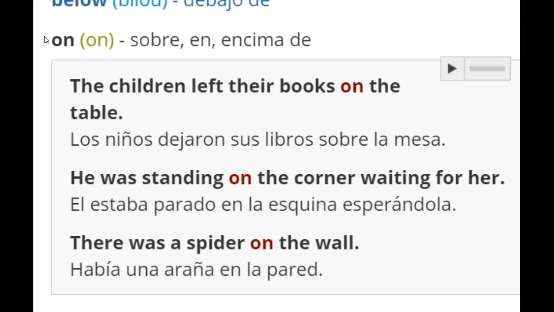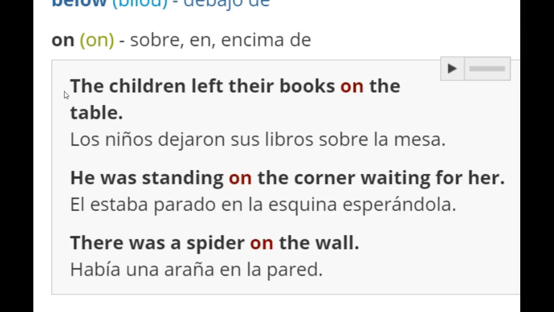Now you can think of on as referring to a surface of some type, like a table, a wall, or whatever. So here are examples of the on being used in English and what would be the equivalent. And I think the confusing thing about the on is that in Spanish you often use the word in for that. So let's take a look at it.